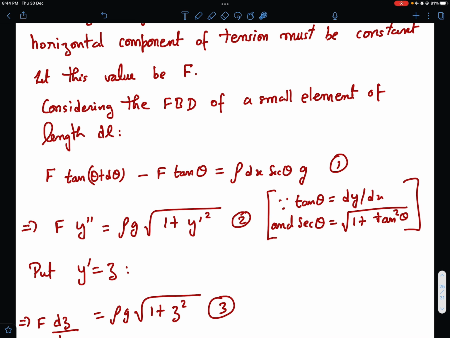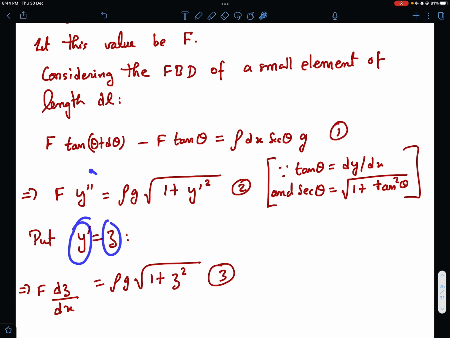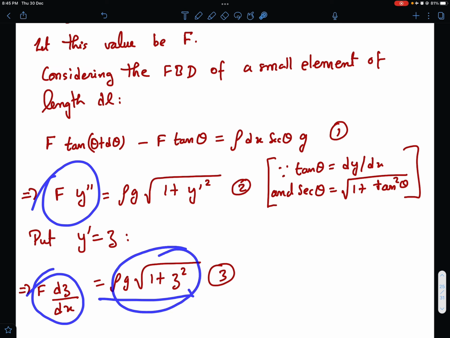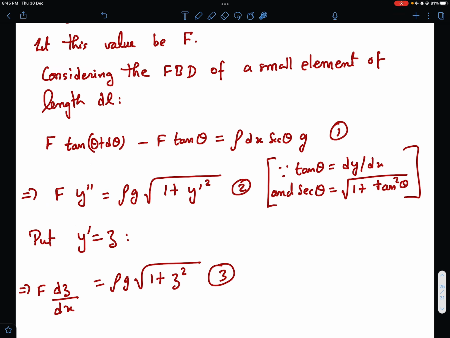This is a second order differential equation, and the good thing is that here we have d square y by dx square, and here we have dy by dx, but there is no y coming directly. So I can write dy by dx as z. Then this becomes a first order differential equation, and z represents the slope of the catenary, right? Since y dash is z, y double dash becomes z dash or dz by dx. So this equation simplifies to f into dz by dx is equal to rho g into the square root of 1 plus z square. So now this is the first order differential equation.